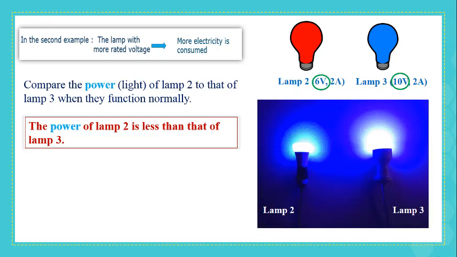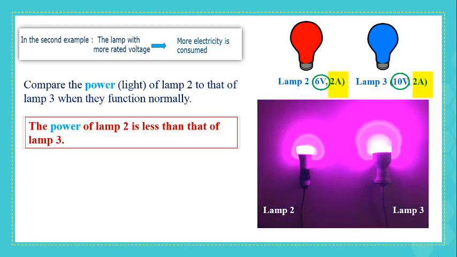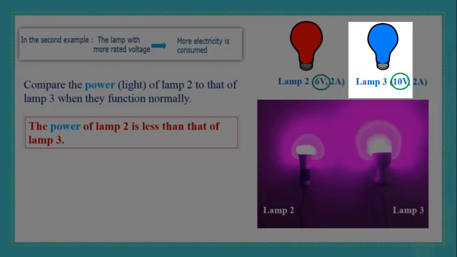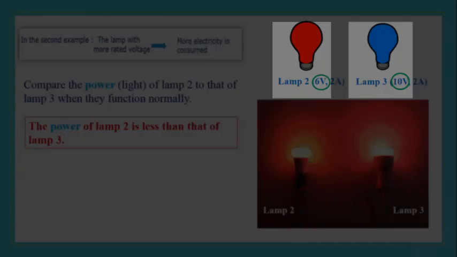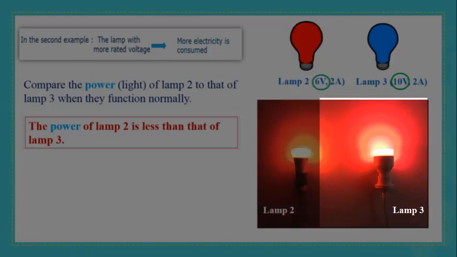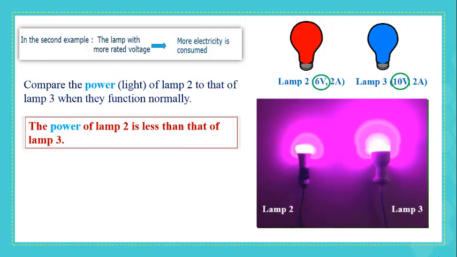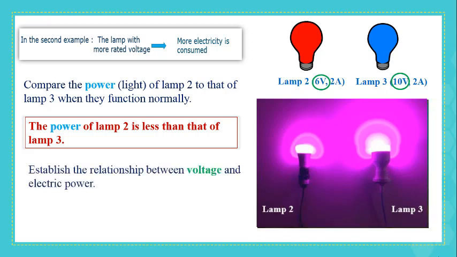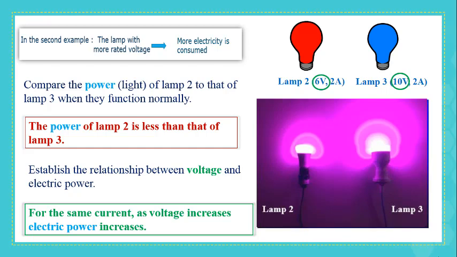Both lamps 2 and 3 carry 2 amperes, but lamp 3 consumes 10 volts, a voltage more than that consumed by lamp 2. This lamp produces more light, indicating more electric power. So, the more the voltage consumed by an electric device, the more the electricity consumed, which means the more the electric power. Let's establish a relationship between voltage and electric power. For the same current, as voltage increases, electric power increases.